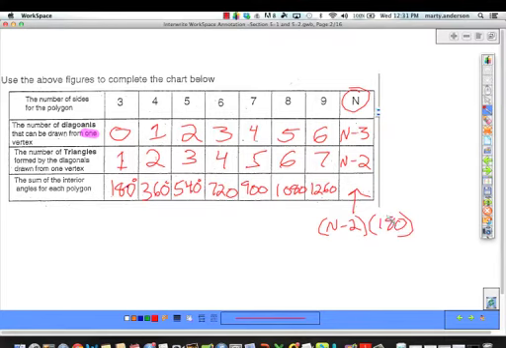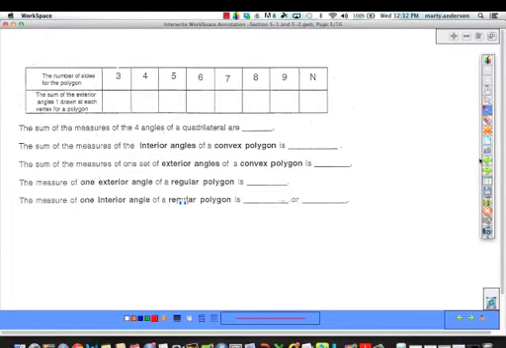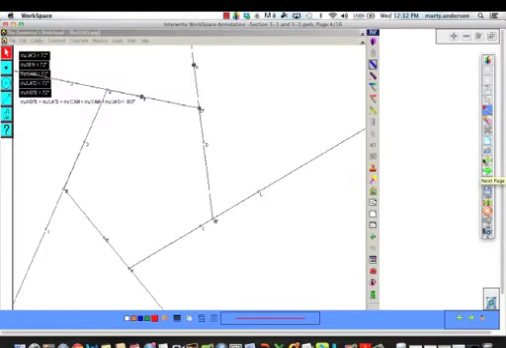Next thing we're going to do is continue on with our worksheet, and it brings us to talking about exterior angles. The sum of the exterior angles, one drawn at each vertex. The first thing we need to do is figure out what is an exterior angle. We talked about that in chapter 4, but let's take a look at an example that we have here. This was done in Sketchpad, obviously.